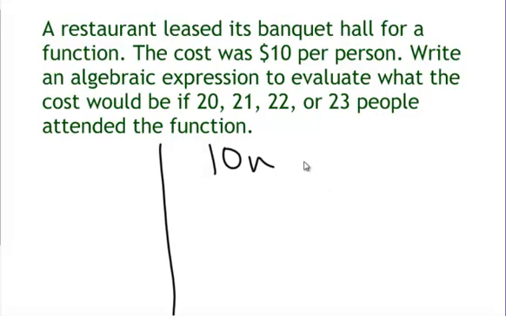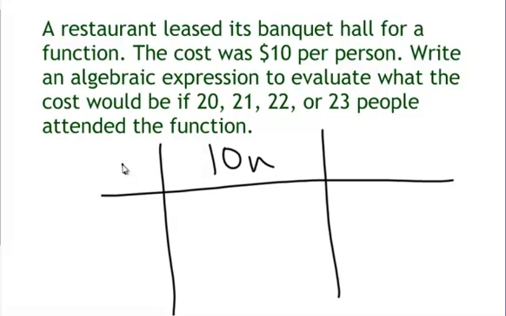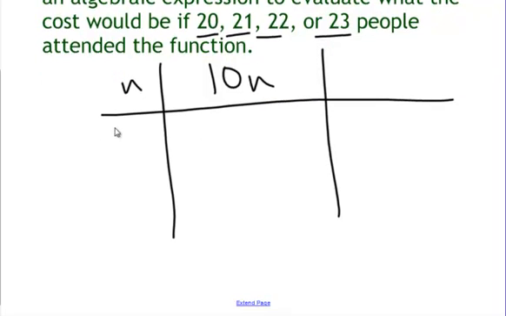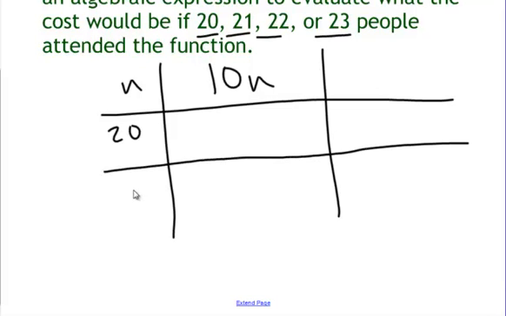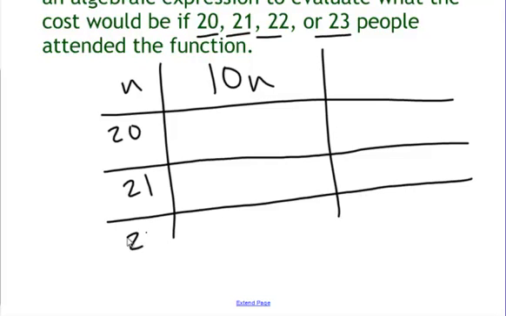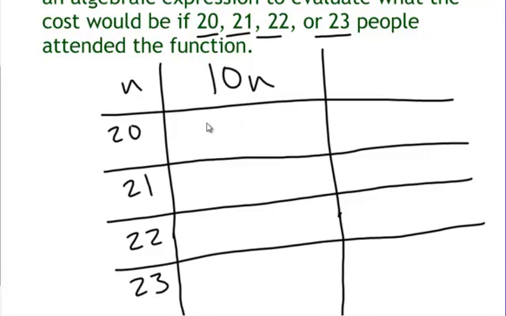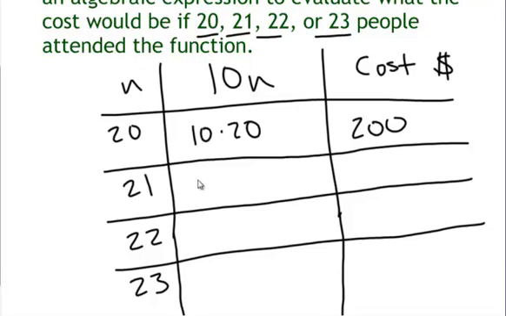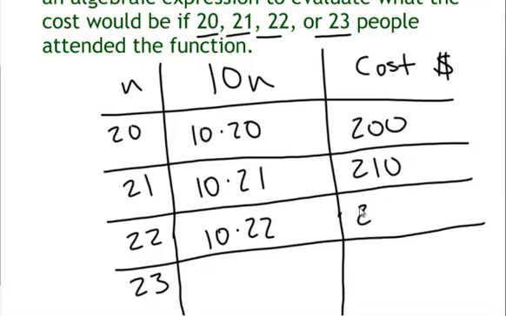Now, let's put it in a table. And hopefully you did this. And our n's would be 20, 21, 22, or 23. Now, remember, and this would be cost, we'll say, in dollars. So if I did this, 10 times 20, whenever you multiply anything times 10, you just add a 0 to it. So 20 times 10 is 200. 10 times 21, add a 0 to it, it's 210, and that's costs in dollars up there. 10 times 22 is 220. 10 times 23 is 230.